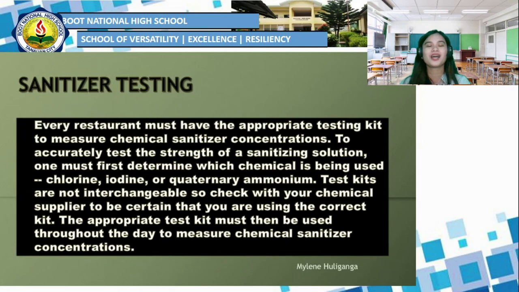Every restaurant must have the appropriate testing kit to measure chemical sanitizer concentration. To accurately test the strength of sanitizing solution, one must first determine which chemical is being used: chlorine, iodine, or quaternary ammonium. Test kits are not interchangeable, so check with your chemical supplier to be certain that you are using the correct kit. The appropriate test kit must then be used throughout the day to measure chemical sanitizer concentration.